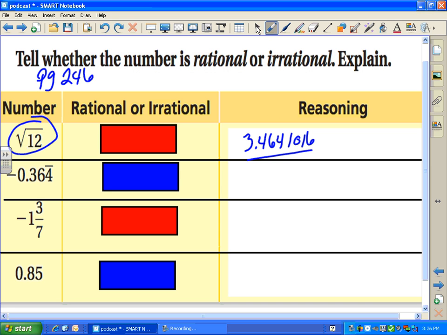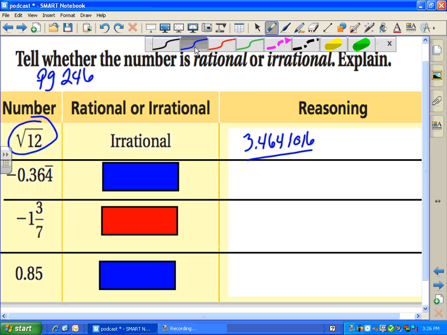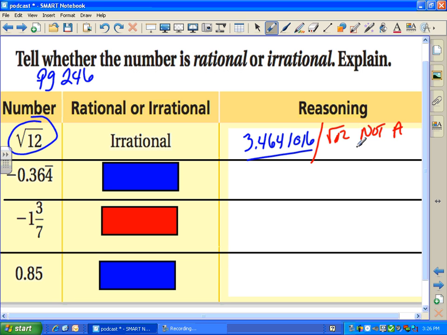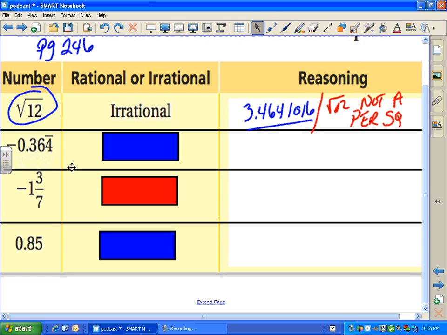Since it's not terminating and not repeating, we say it is irrational. Or, excellent job, plus 10 for your group, because you could have told me that the square root of 12 is not a perfect square. All right, let's take a look at our next example.